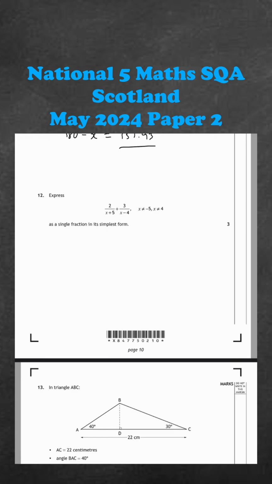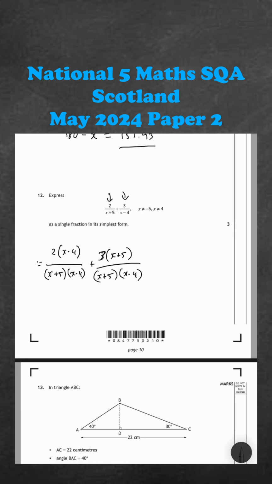Question 12. 2 over x plus 5 plus 3 over x minus 4. Express it as a single fraction in its simplest form. So what I'm going to do here is multiply the left term by x minus 4 over x minus 4, and the right term by x plus 5 over x plus 5, so that we have matching denominators in both. So let's say 2 lots of x minus 4 over (x plus 5)(x minus 4), plus 3 lots of x plus 5 over (x plus 5)(x minus 4).